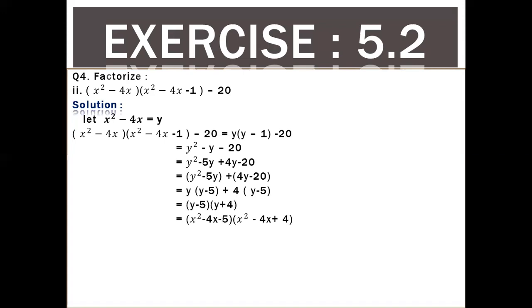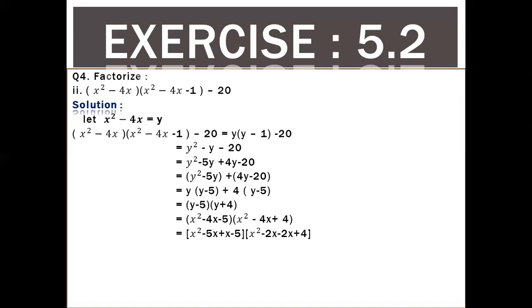But this is not our required answer, because the question is given in the form of x. So your answer must be in the form of x. Because in the beginning we supposed that x² − 4x is equal to y, now in the end you replace y with x² − 4x. When you put the value of y, (x² − 4x − 5)(x² − 4x + 4).